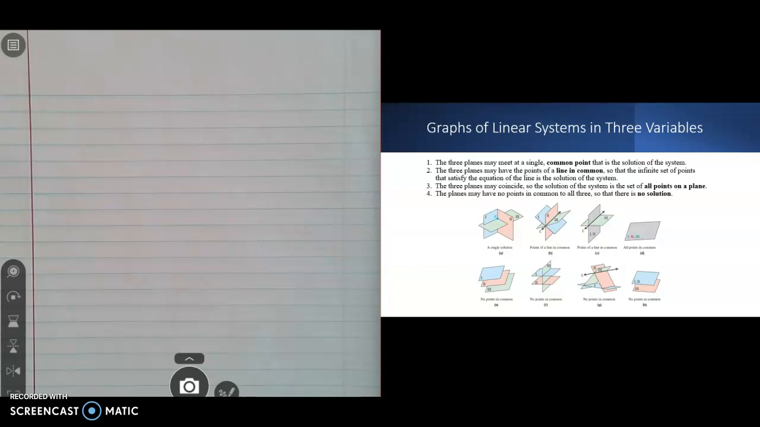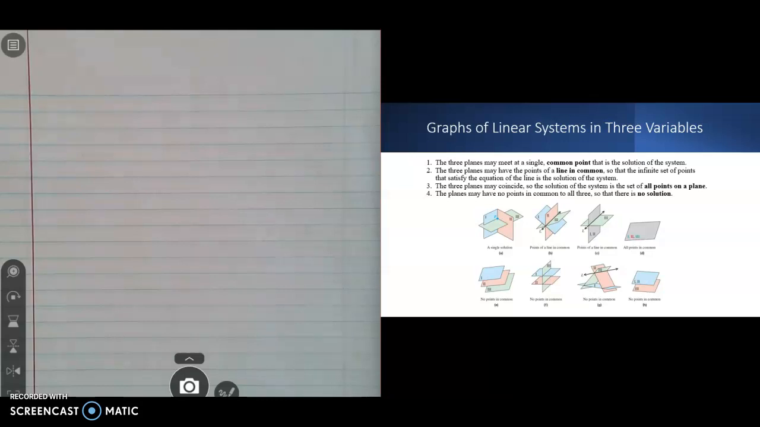In A, you can see those 3 planes intersect at a single point. Whereas in B, those planes all intersect with a common line, so they have a line in common. In C, 2 of the planes are exactly the same, 1 and 2, and then they intersect with plane 3, and so they also intersect in a line. In D, all 3 planes are exactly the same plane, and so all of the points are in common.